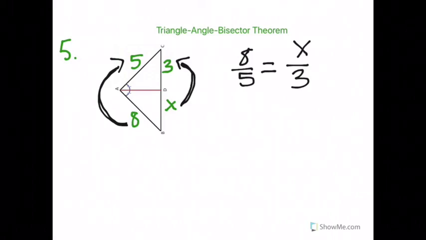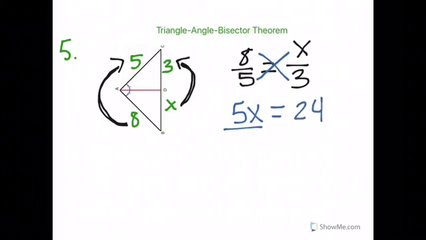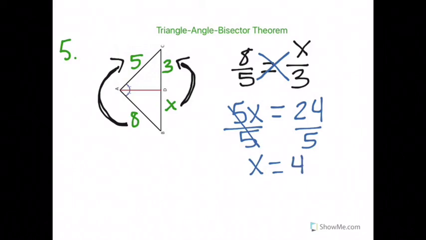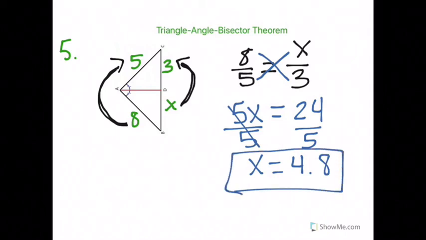Cross multiply. I always start with the two that involve an x. 5 times x is 5x equals 8 times 3 is 24. Divide both sides by 5. X equals 4.8. So that is how you use the Triangle-Angle-Bisector Theorem to solve for a missing number.